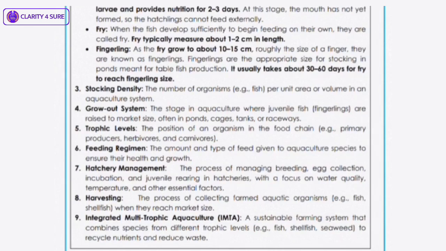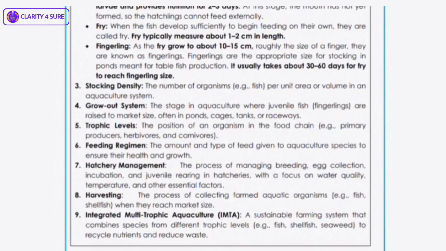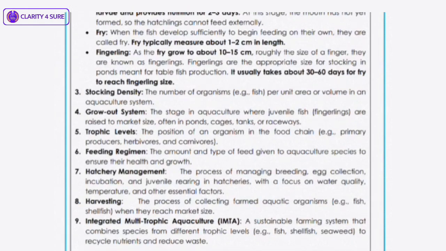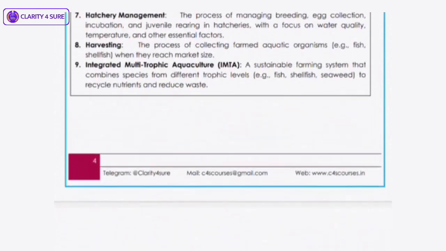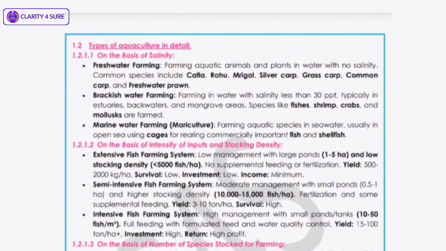Last but not the least, we have integrated multi-trophic aquaculture, IMTA. IMTA is a sustainable farming method where species from different trophic levels like fish, shellfish, and seaweed are cultivated together. Waste from one species serves as input for another, enhancing resource efficiency and environmental sustainability. Right? So we are done with the terms. I hope you will remember all of these for your examination. Now let's go to the types of aquaculture in detail.